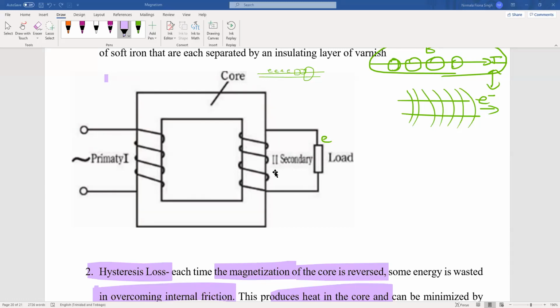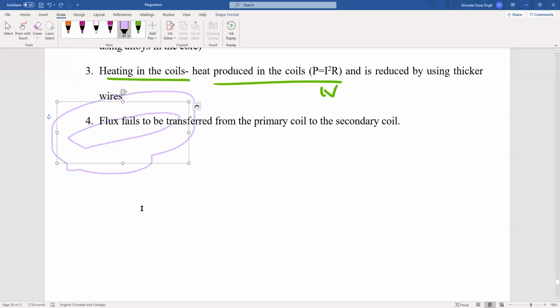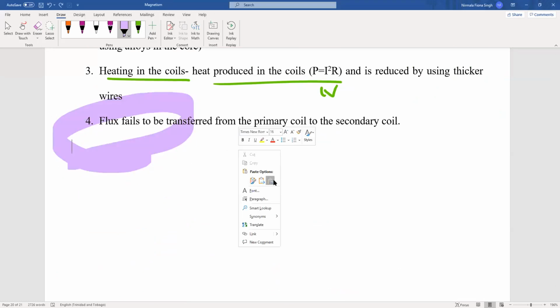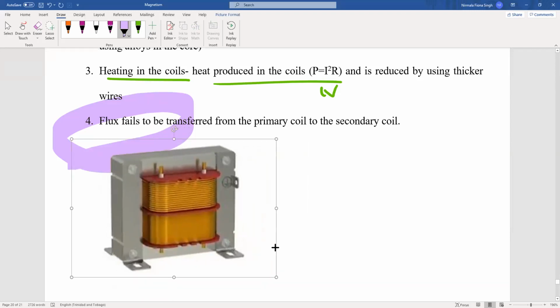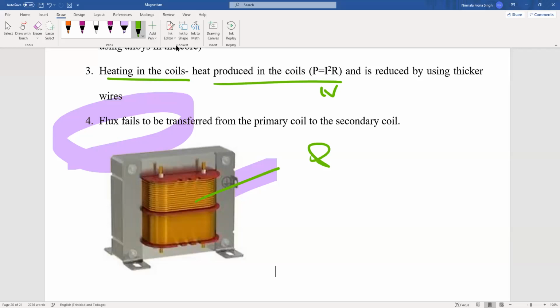All right, so this is what the inside of an actual transformer will look like. That's your actual transformer, folks. We can see here we have our primary. This is our primary, and this is our secondary coil. They're right next to each other.